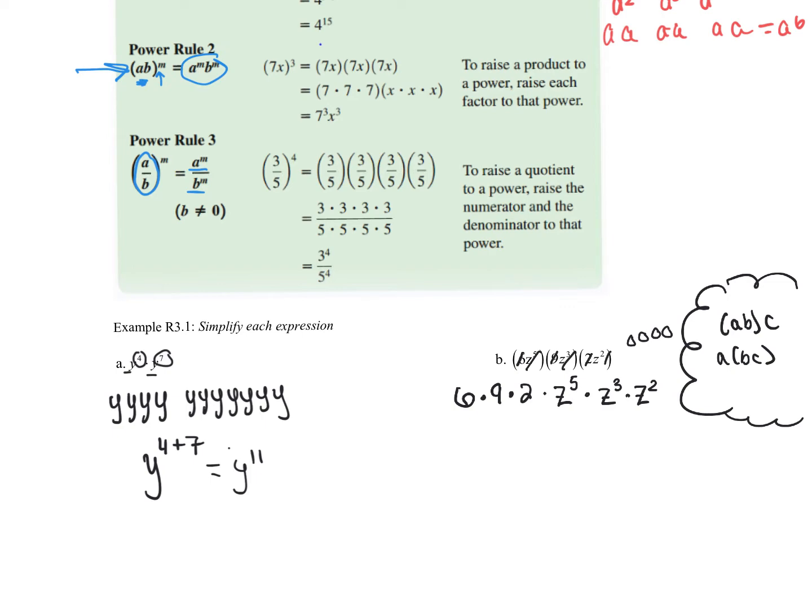And now I can just put things together that belong together. So my numbers belong together. So 6 times 9 is 54 times 2, 108. So this piece is 108. And then here, those all have the same base and different powers. So we add the powers up. So 5 plus 3 is 8. 8 plus 2 is 10. So this is my final answer.